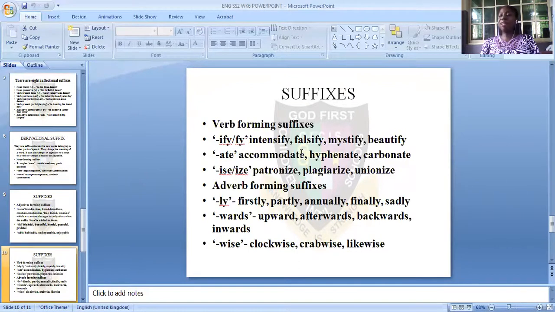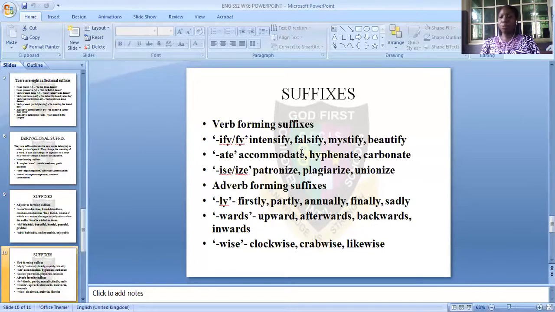We also have adverb forming suffixes. When we add ly to words, we are able to form adverbs. The new word class will become adverbs. We have words like firstly. When we add ly to part, we have partly, which is an adverb. Annual, when we add ly to it, we have annually, which is also an adverb. Finally, sadly, and so on.